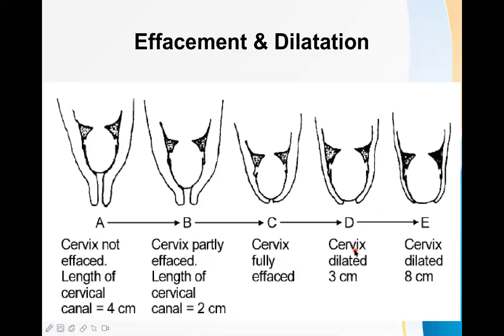In D, the cervix is dilated. After it is effaced, it starts to dilate now. So it has dilated up to 3 centimeter. And in E, the cervix is dilated up to 8 centimeter. Remember, the maximum dilatation is 10 centimeter, okay? So still 2 centimeter has to be dilated. So this is called effacement and dilatation of the cervix.